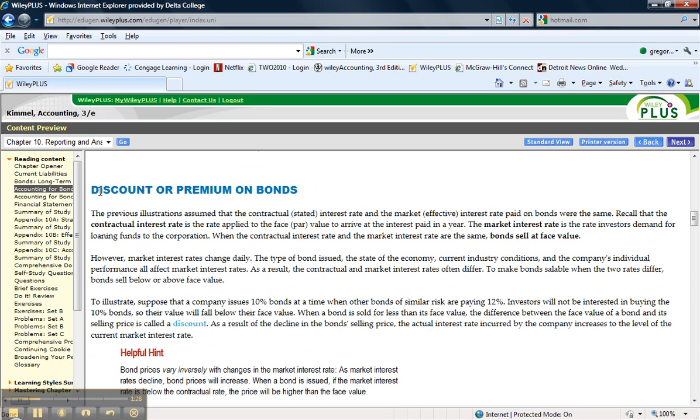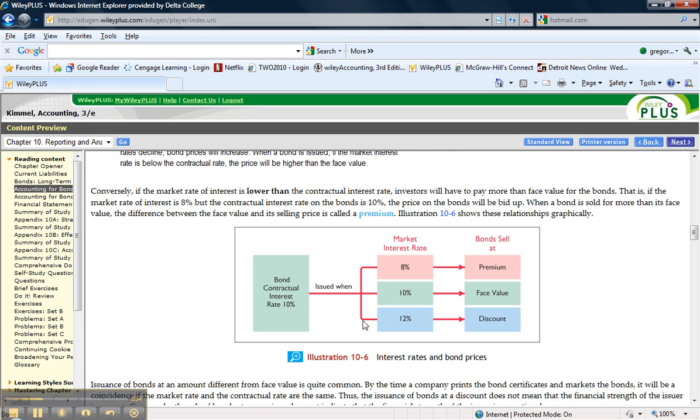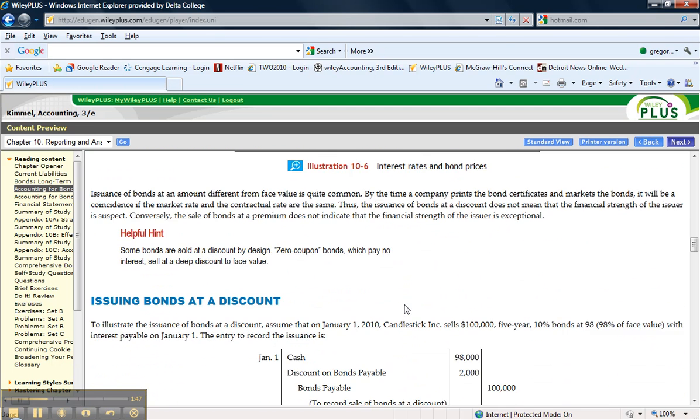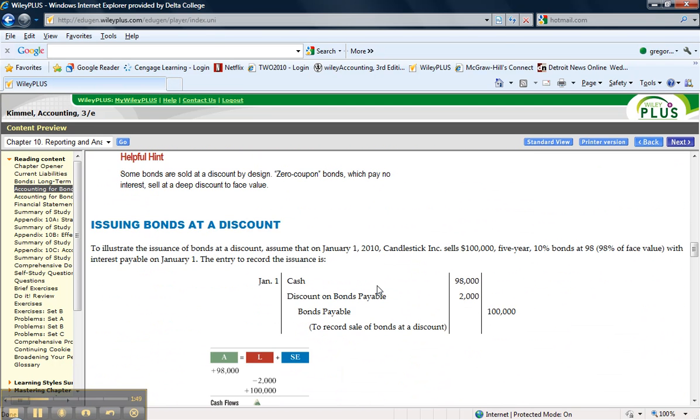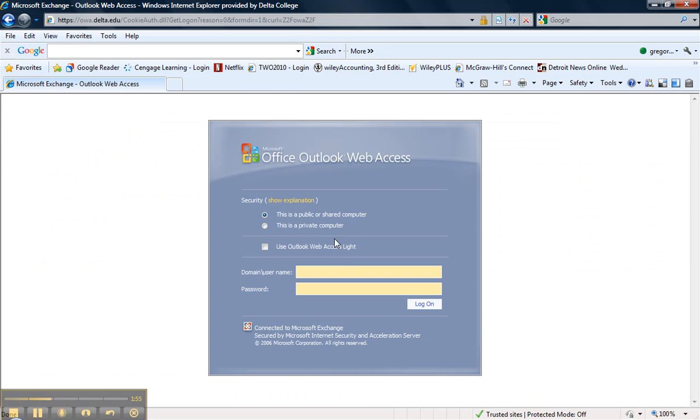And then this is what I was getting into in the last video about discounts or premiums on bonds. So read about this. This is a really good illustration that shows you how a bond will be issued at either a premium or a discount. And it all depends on whether the bond rate of interest is more, equal, or less than the market rate of interest. So just read through this and pay close attention to how the entry goes to recording bonds at a discount.